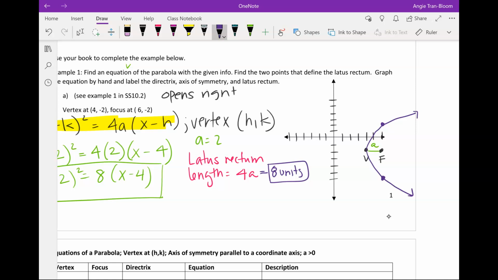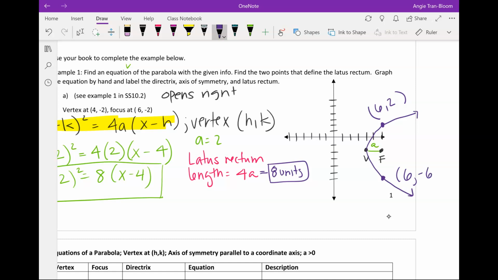And it says find the 2 points that define the latus rectum. So we're going to label them right here. What's the first point on the top? What would you label this first latus rectum point? What is it? I think 6, right? 6, 2? Is that what you mean to say? Yeah, 6, 2. And then the bottom one is 6, what?